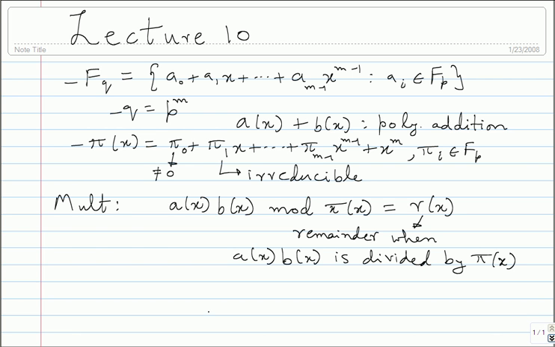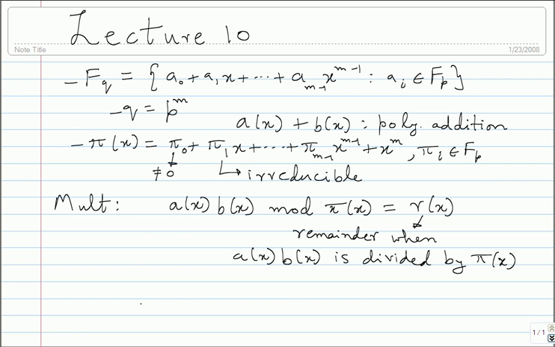So how do I know this r of x will belong to Fq? It will be a polynomial in Fp[x], that is clear, right? And its degree will be strictly less than m. So obviously it will be in Fq. So I'll get closure. I didn't really prove it. I simply said it's very easy. It's a similar proof as the Fp case.